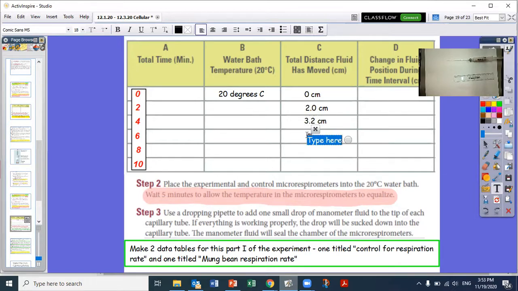And then at the 6-minute time point, we have moved about, see if I can get this as accurate as possible, about 4.2 centimeters total, right? So I'm still measuring from the 0 time point mark. At 8 minutes, we know that we actually didn't see any movement, and that might have just been because the fluid was getting caught inside of the capillary tube. And then at the last time point, at the 10-minute time point, we have 5.4.